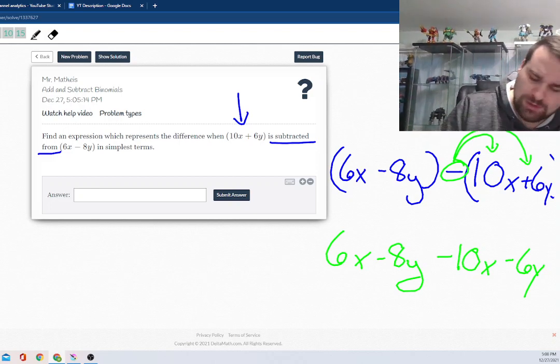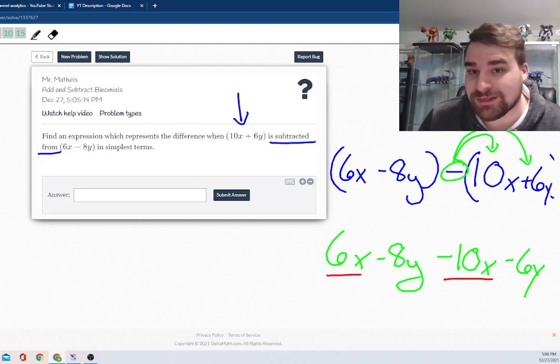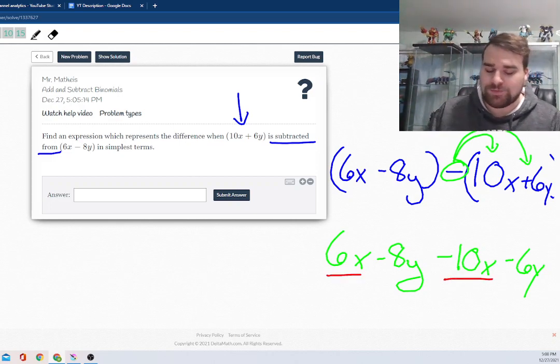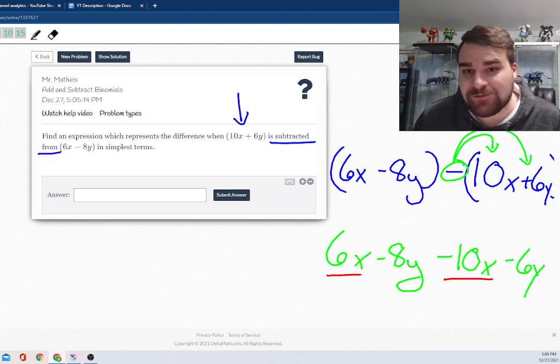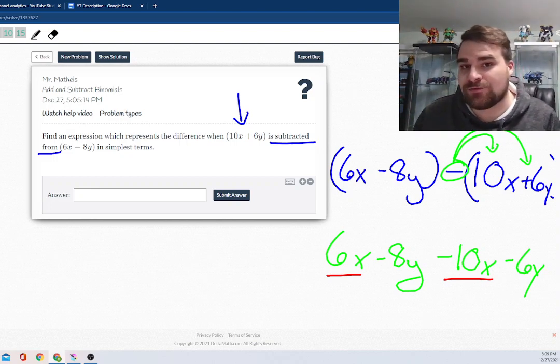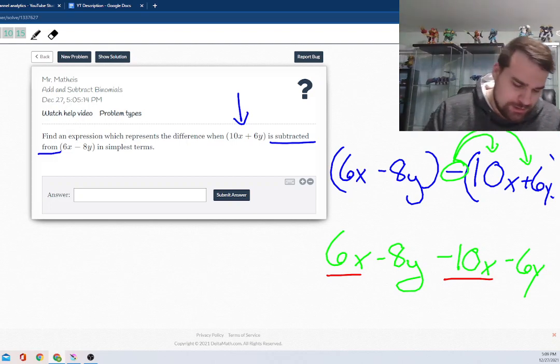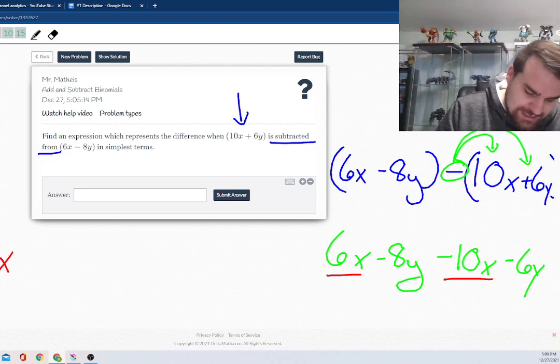Yet again, if you're unsure about the specifics of combining like terms, I do have another video on that you can check out. But we have a lot of variable terms here. And the variable terms with like variables can combine. Hence, this 6x and negative 10x both have an x. So they can get put together. So let's do that. 6x minus 10x.